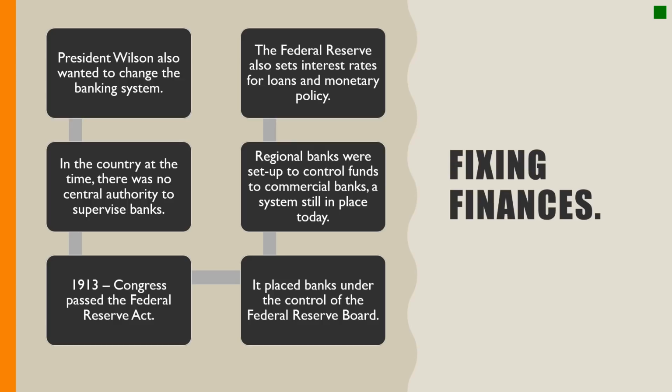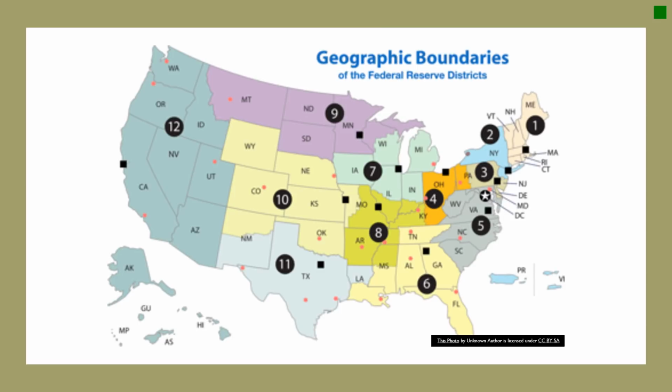And this is a system that's still in place today. The Federal Reserve does still set interest rates for loans or student loans, and also monetary policy, such as how much money is in circulation in the country right now. Now, just like the income tax, some argue for and against the Federal Reserve as well.